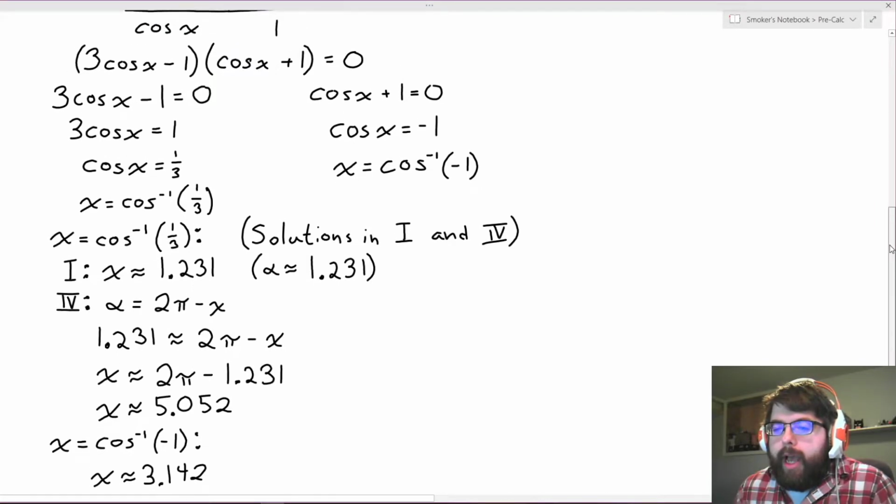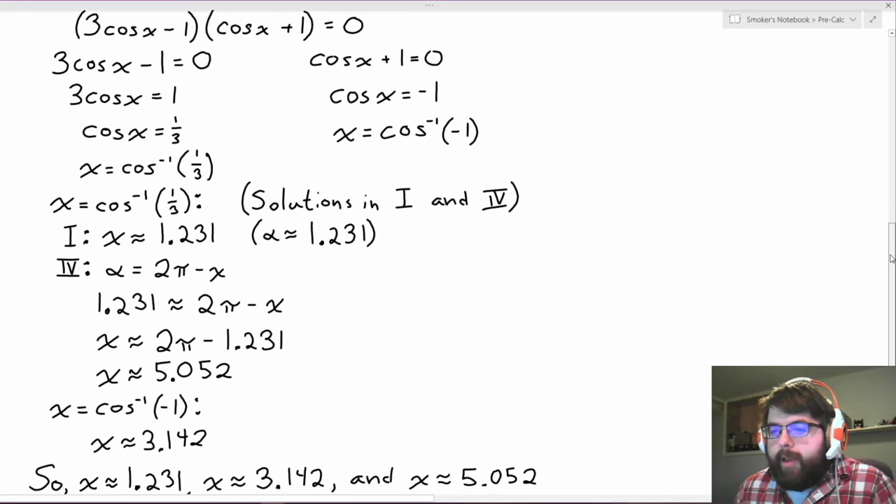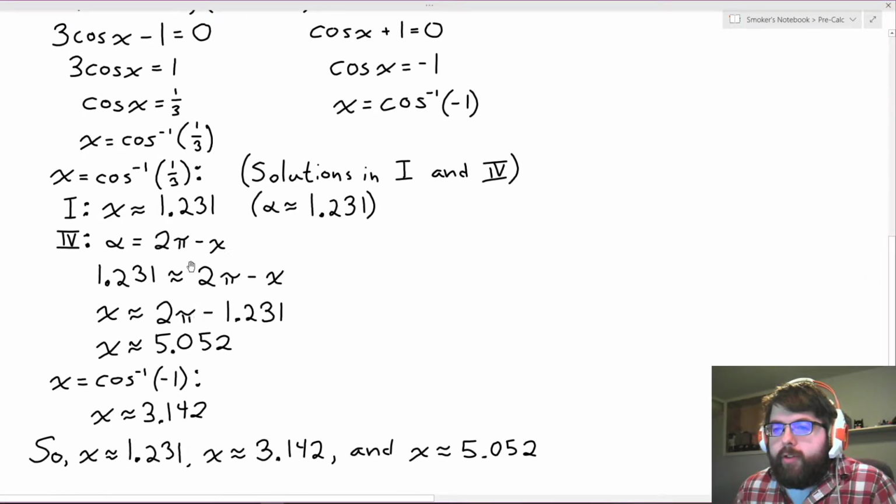And that will be pi, exactly pi. I rounded pi to 3.142, probably because I'm already rounding the other two solutions because there's no exact for that.